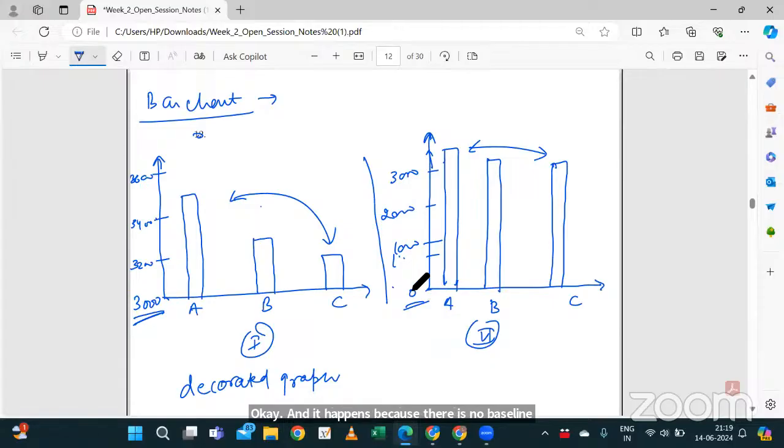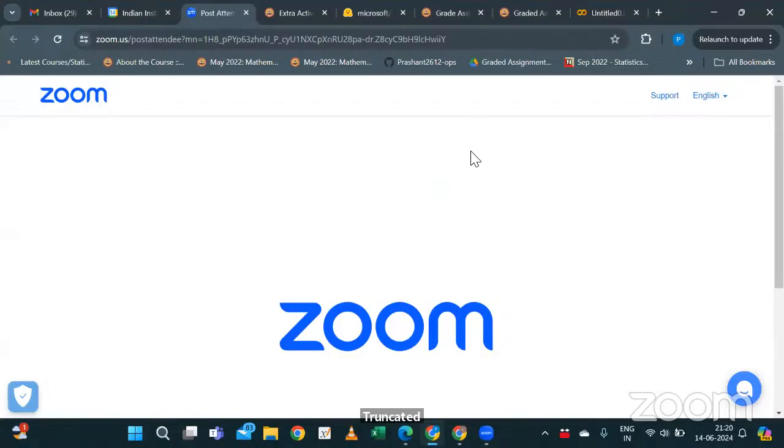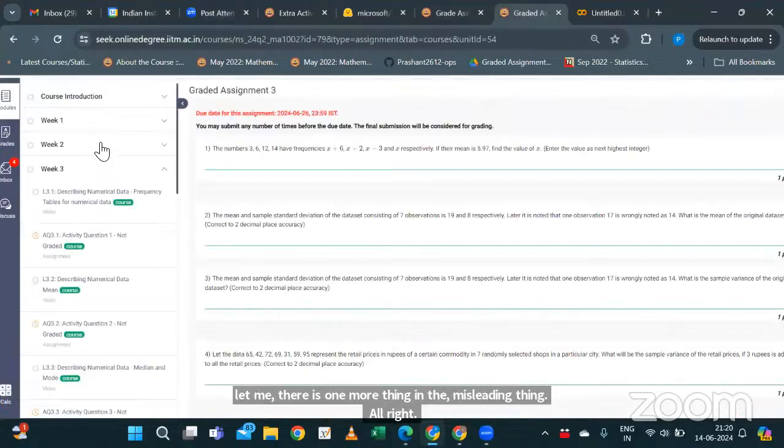Okay. In the first bar chart graph, it's a truncated graph. You have done some misleading thing. Okay, there is one more thing on the portal. Let me go there. Maybe that will give you the idea.